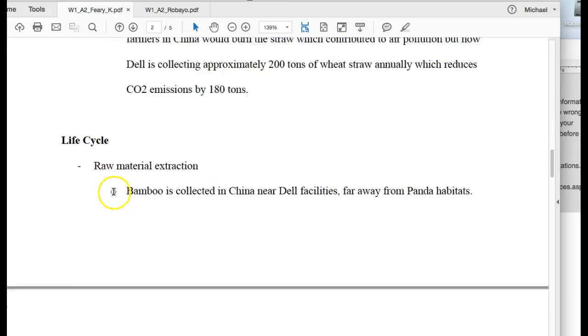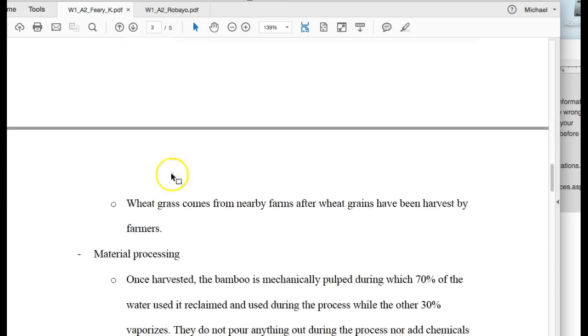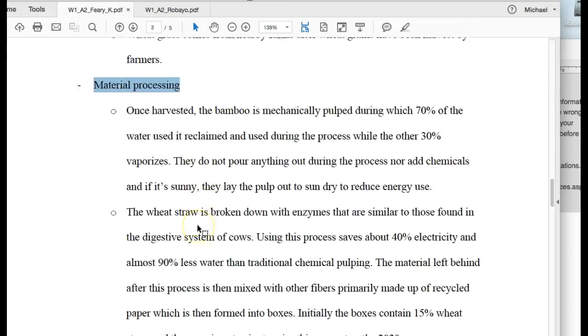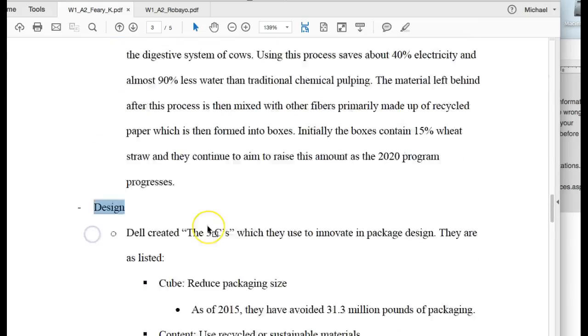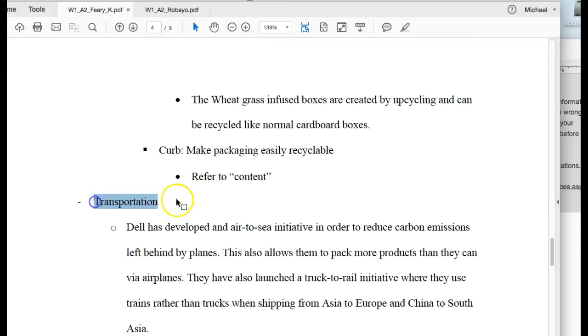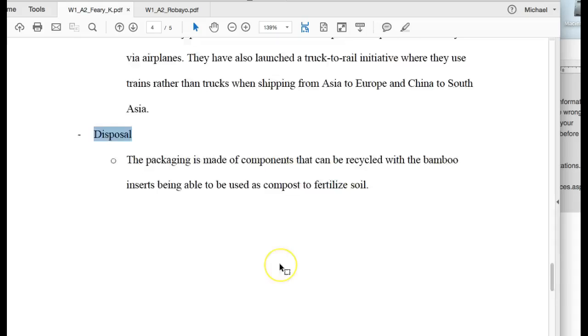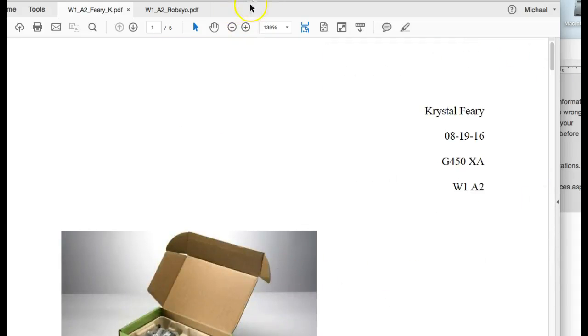Then you have your life cycle, including raw material extraction, materials processing, design, which fits in with transportation, and the all-important disposal. So that's the part that I think you're missing, that life cycle analysis for your t-shirt. Other than that, you're doing great.